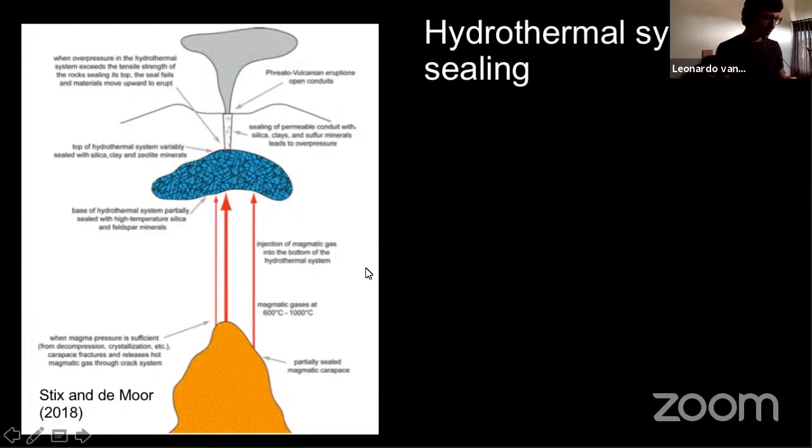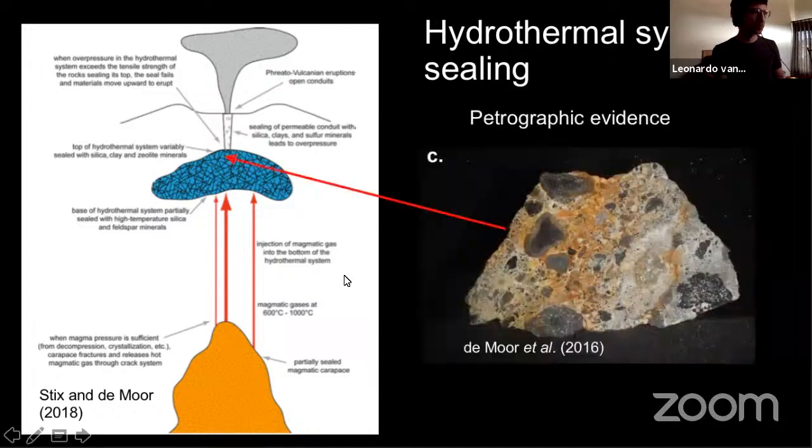So this is the kind of explosion mechanism that has been proposed for Turrialba, also with some petrographic evidence. This is a rock that was ejected after the 2014 eruption, and we see that it has these hydrothermal minerals that could be part of this seal that is happening.